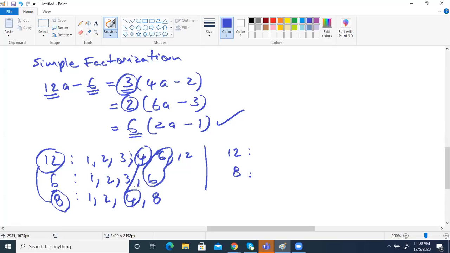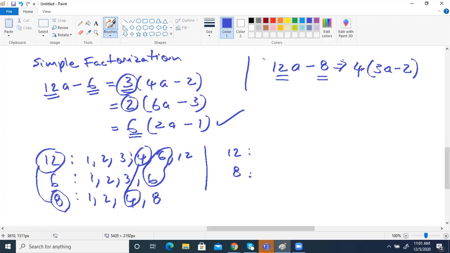You look at the highest factor that is common to both of the terms that you're factorizing. So in this case, we have 12 and 6. What's the highest common factor between the two of them? 6. But it could have been that the question is 12a minus 8, and the highest common factor between the two of them would be, as I said, 4. So if we were asked to factorize this, it would just be 4 into 3a minus 2, right?